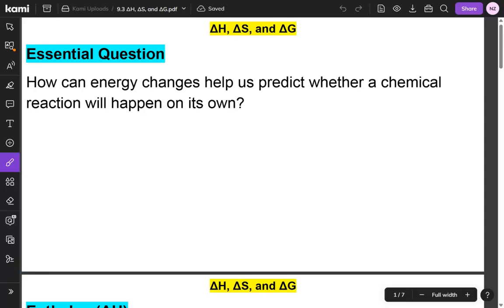In this video, we're going to go through enthalpy, entropy, and Gibbs, or delta H, delta S, and delta G. The question that we're going to answer is how can energy changes help us predict whether a chemical reaction will happen on its own?